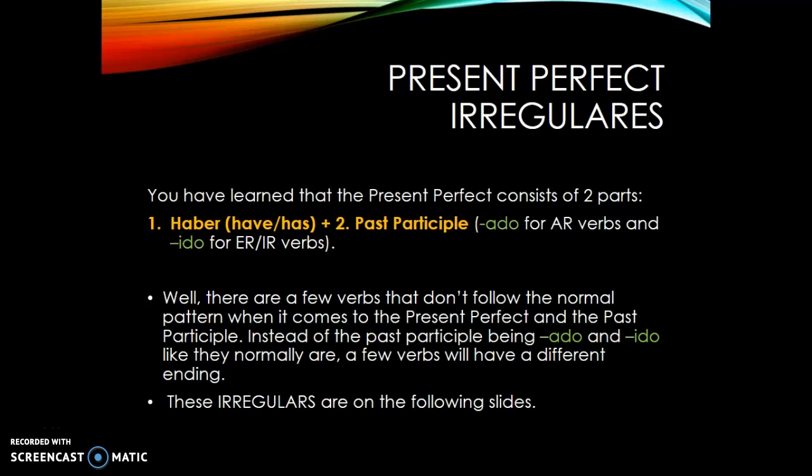There are a few verbs that don't allow the normal pattern when it comes to the present perfect and the past participle. So what I mean by that is instead of the past participle being ado and ido, like they normally are, a few verbs will have a different ending. These irregulars are on the following slides.